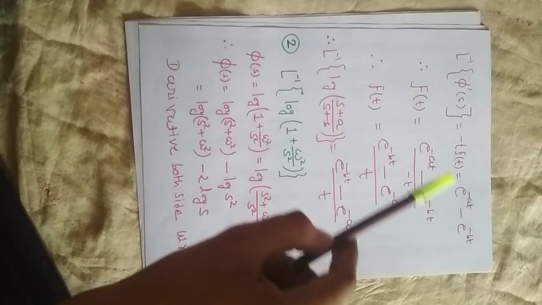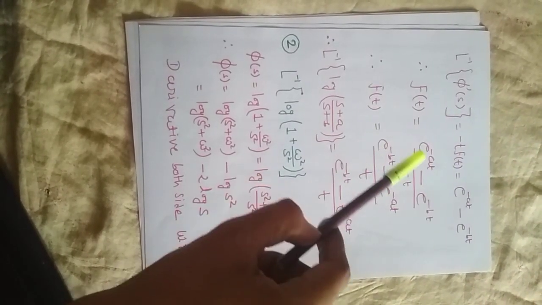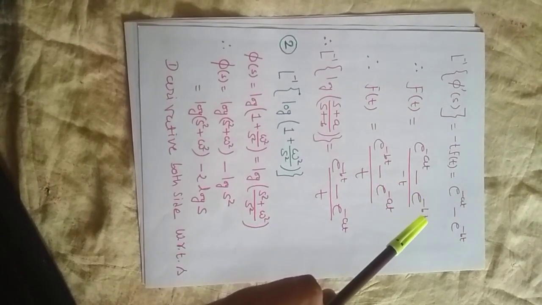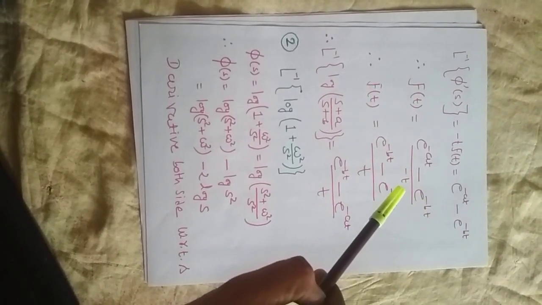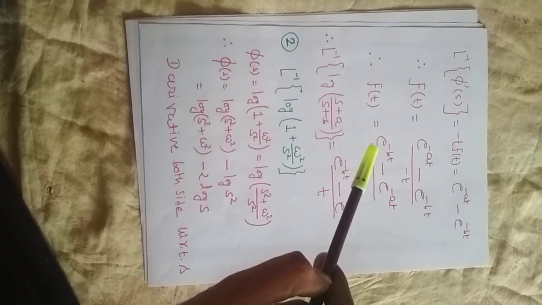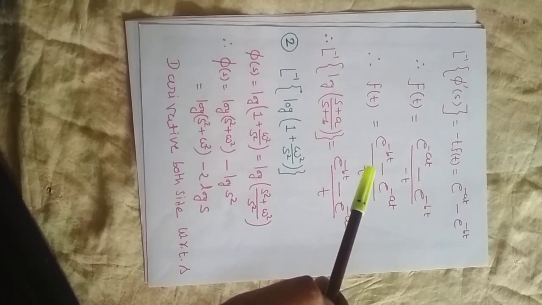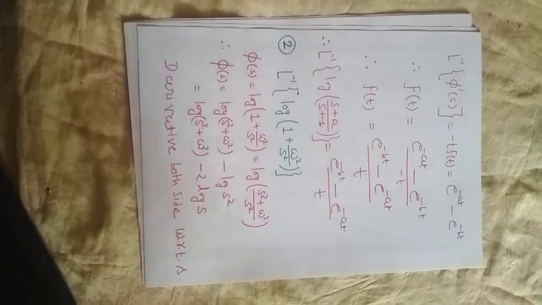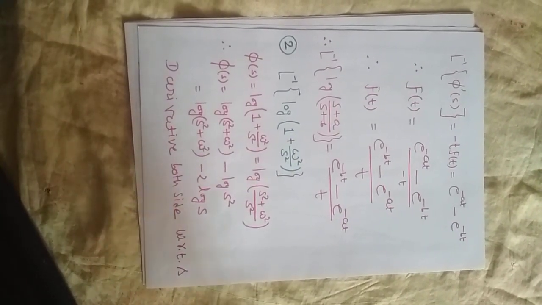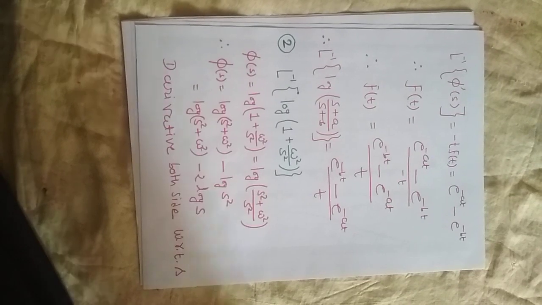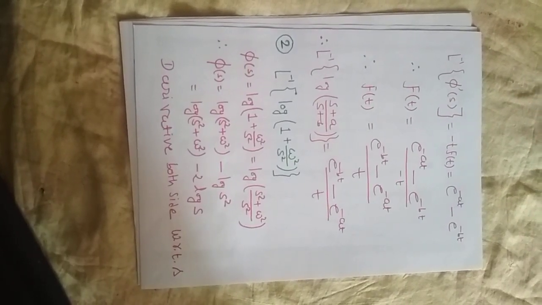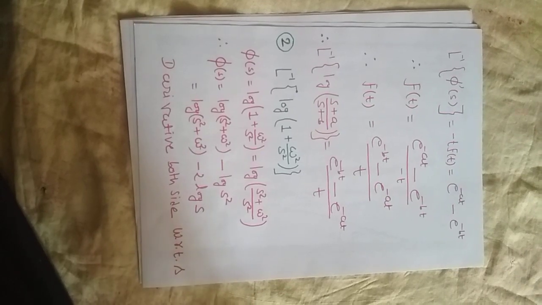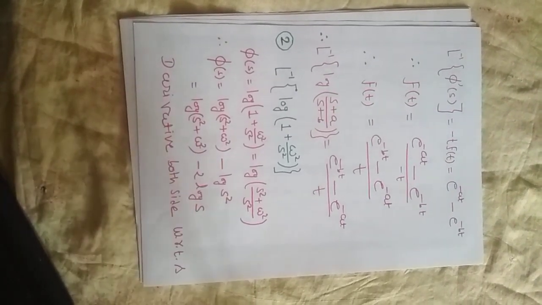Now multiply both sides by minus, then we get f(t) equals (e raised to minus at minus e raised to minus bt) upon minus t. That means (e raised to minus bt minus e raised to minus at) divided by t. The final answer of L inverse of log of (s plus a) upon (s plus b) is (e raised to minus bt minus e raised to minus at) divided by t.